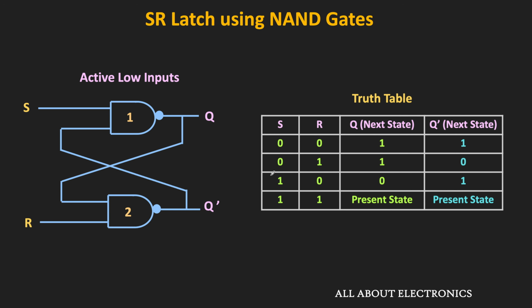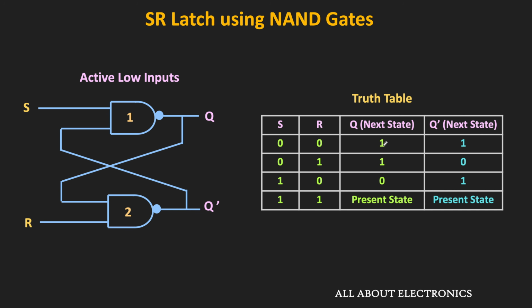Likewise, when S is 0 and R is 1, then this output Q will be high. And when S is 1 and R is 0, then the latch will get reset, and in this condition Q will also become 0. And this input condition, when both S and R inputs are 0, is forbidden, because with these inputs both the outputs Q and Q bar will become high. Therefore, this input condition should be avoided.